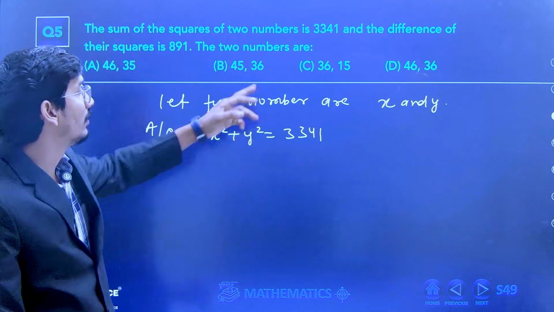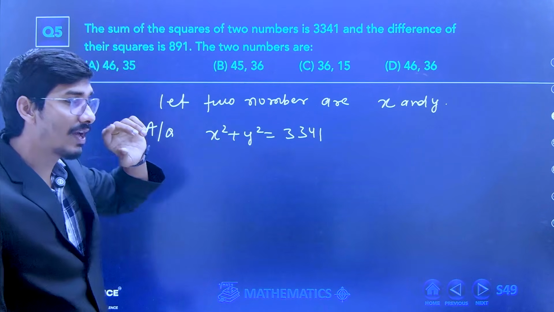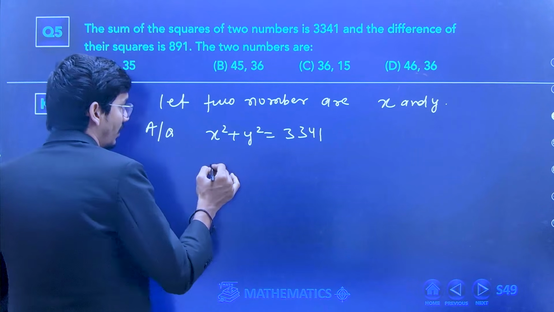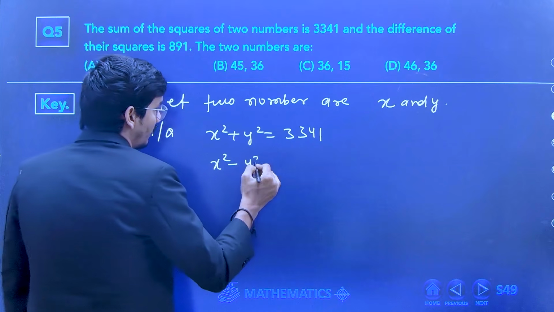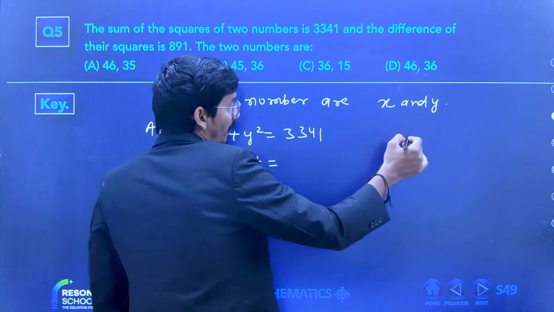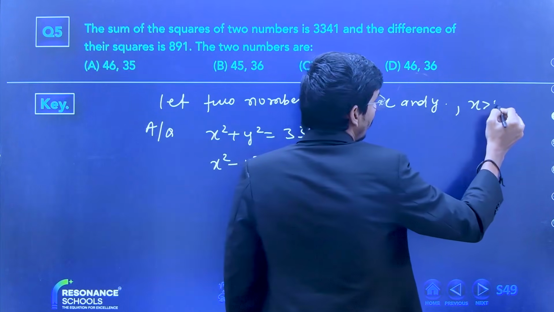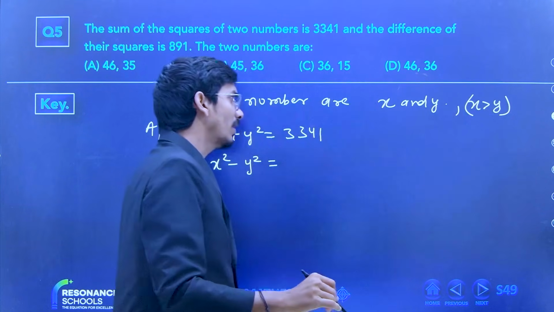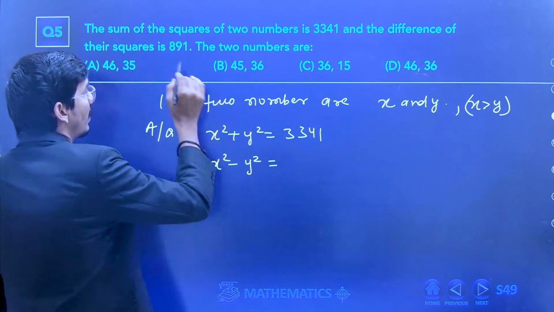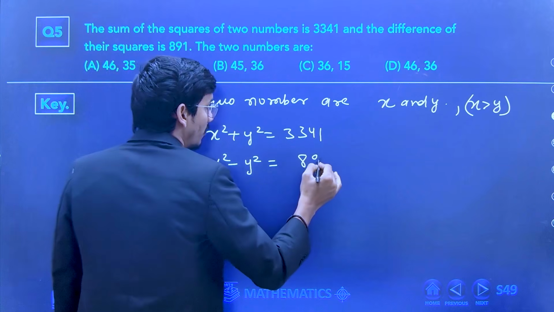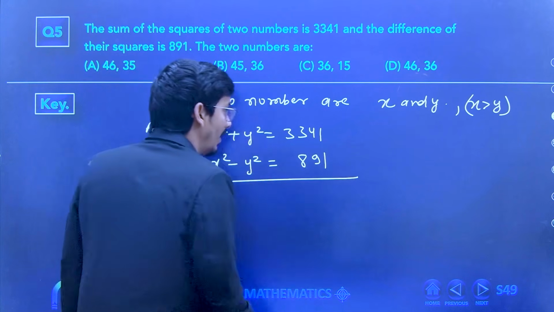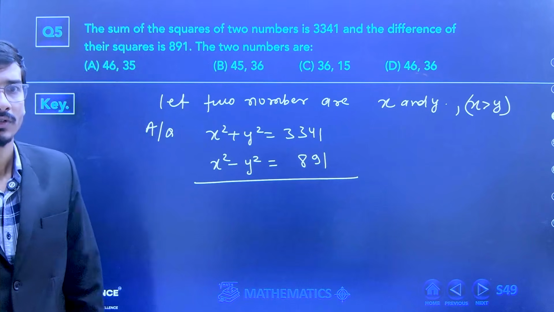And also the difference of their squares is x square minus y square. I am assuming that x is greater than y. So x square minus y square is 891.